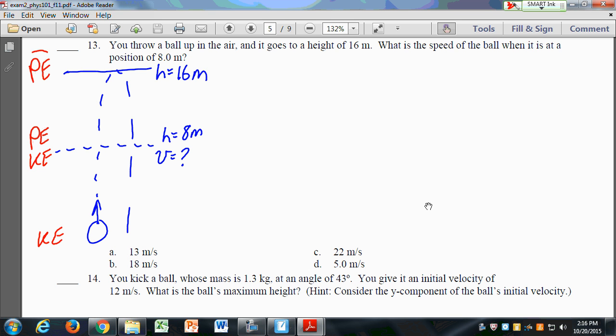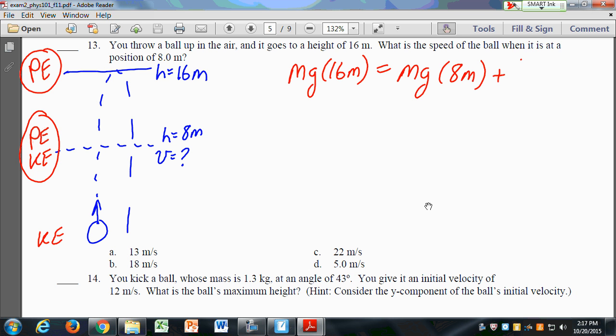So I can say that the potential energy at the top equals the sum of the energies here. That is mg times 16 meters, the potential energy at the top, is equal to mg times 8 meters plus 1/2 mv squared. Notice that the masses all cancel. I can divide through by m and get rid of the masses. I can take my 8g over, and I get 16g minus 8g equals 1/2 v squared.